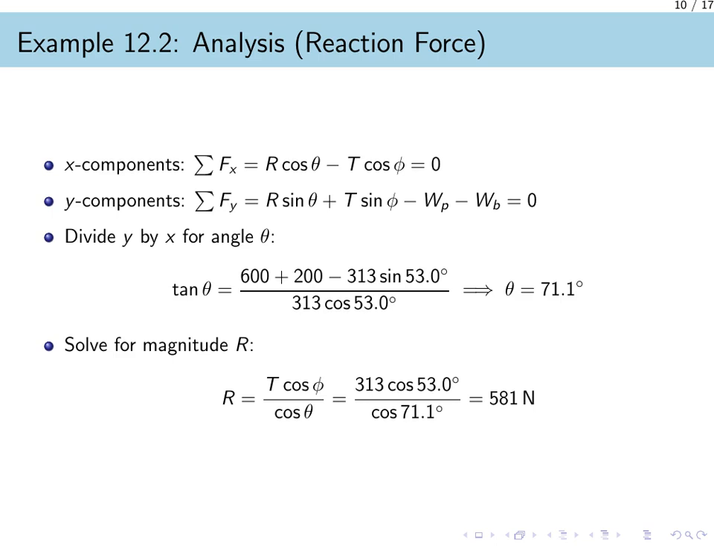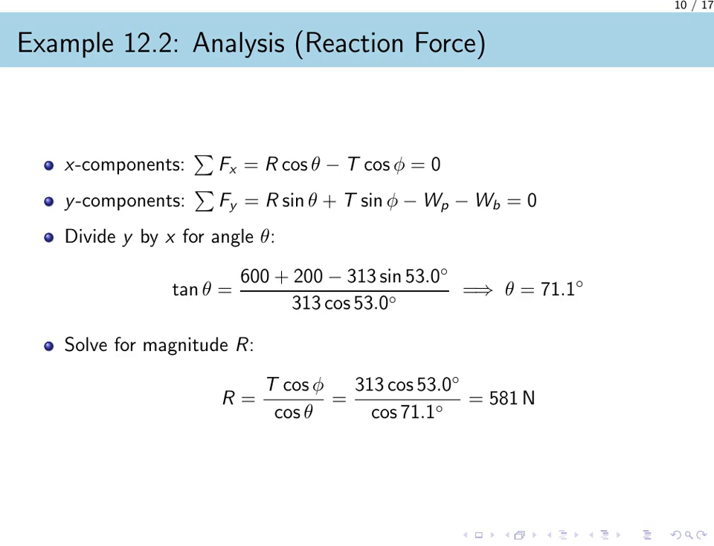This gives us two equations with two unknowns, the magnitude r and the angle theta. A good strategy is to find the angle first, by dividing the y component equation by the x component equation. The magnitude r cancels out, leaving an expression for the tangent of theta. This gives us an angle of 71.1 degrees.